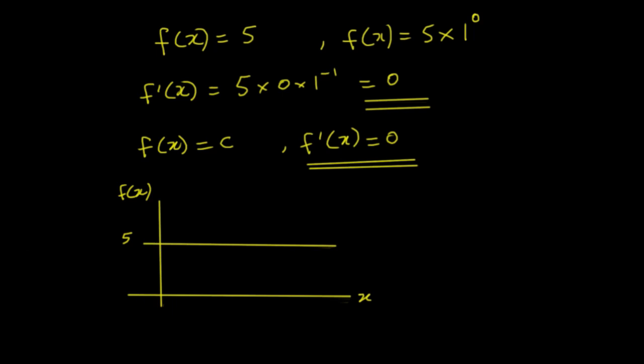So let's look at the next one. Let's look at this example here. f of x equals 2 upon 3 root x, minus 5 upon the cubed root of x to the power of 5.